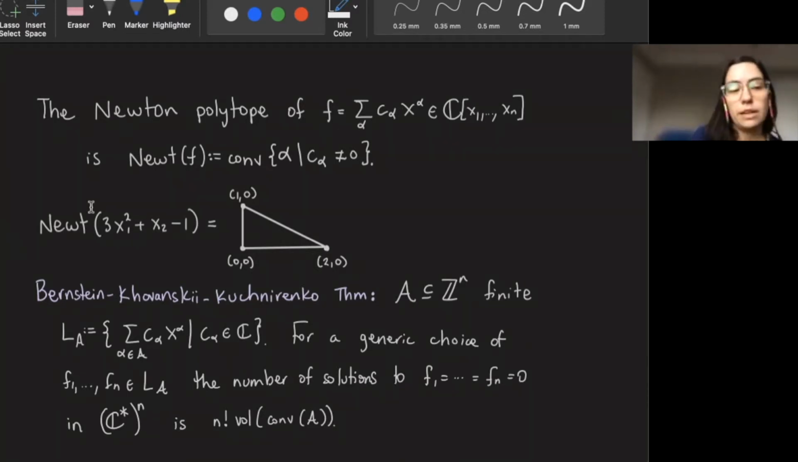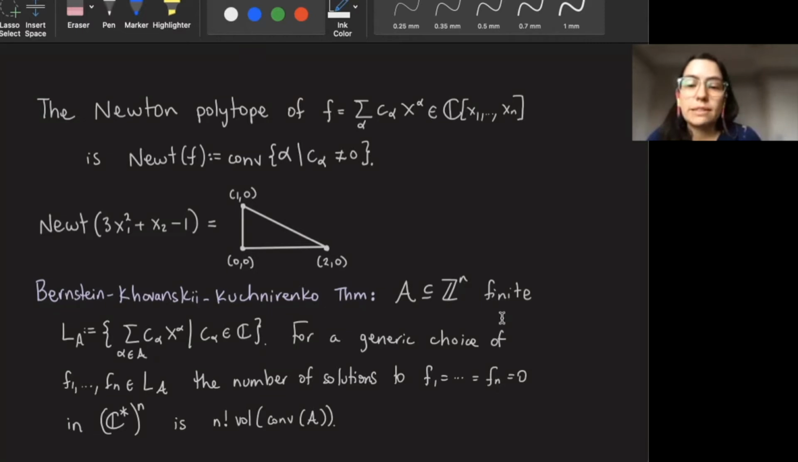And so, for example, here we have that the Newton polytope of this polynomial is just, okay, so this is the exponent (2, 0), so we get this point, then (0, 1) corresponds to this one, and (0, 0) corresponds to that one, and then we get this triangle. So the Bernstein-Khovansky-Kushnirenko theorem relates the geometry of this polytope with some geometric information of this polynomial.